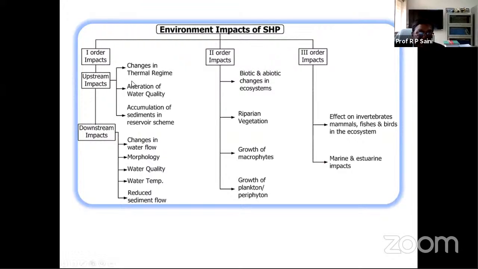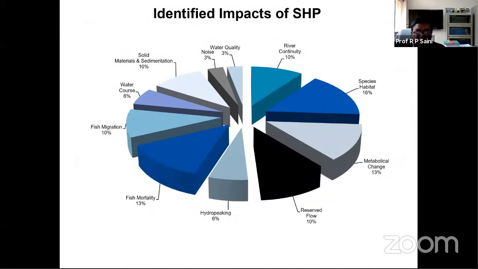Environmental impacts of small hydropower are first order, upstream and downstream. These are the points I have listed here; you can read them and discuss depending upon your requirement, and even after that you can discuss any problem. For a typical plant, the items are suspended solid material, water course, fish migration and fish mortality. In India we are not very critical about this, but developed countries are very concerned about the fish.